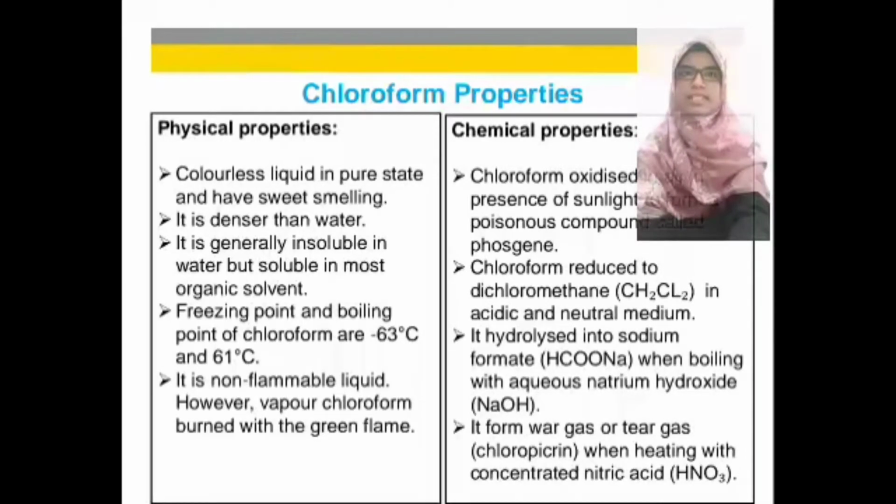Okay. Next, the chemical properties of the chloroform are: chloroform oxidizes in air in the presence of sunlight to form a poisonous compound called phosgene. Chloroform is reduced to dichloromethane in acidic and neutral medium. It hydrolyzes into sodium formate when boiling with aqueous sodium hydroxide. And the last one, it forms war gas or tear gas called chloropicrin when heated with concentrated nitric acid.